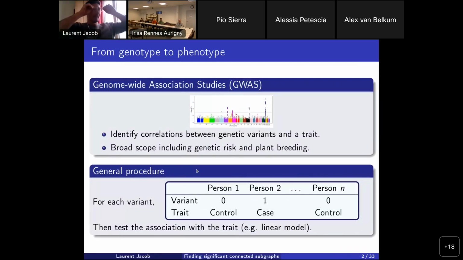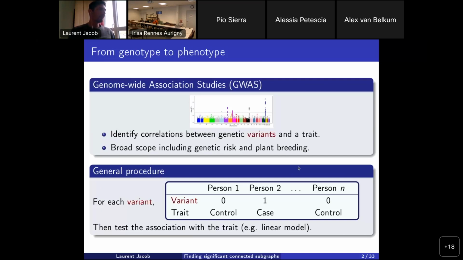Yeah. So yes, you build this table. You have a set of individuals for which you know who has and who doesn't have the variant. And for each person, you also know the trait of interest. Is it a control or is it a case? And once you have this table, you just test the association between the presence of the variant and the trait with your favorite method, which can be a linear model or a Fisher test, for example.